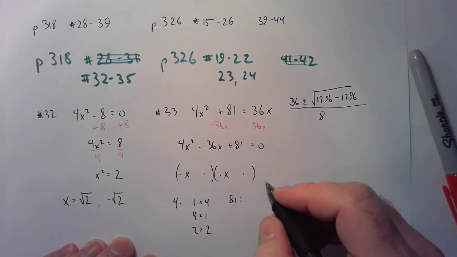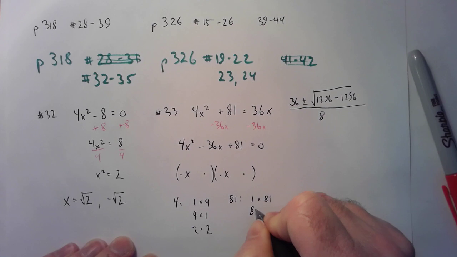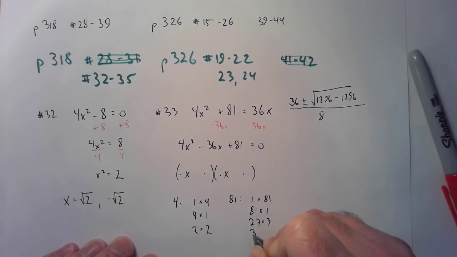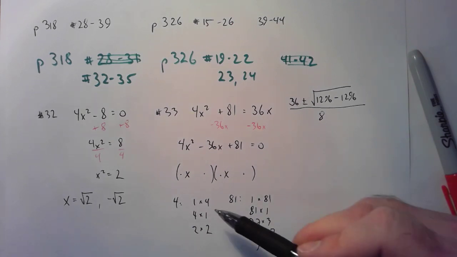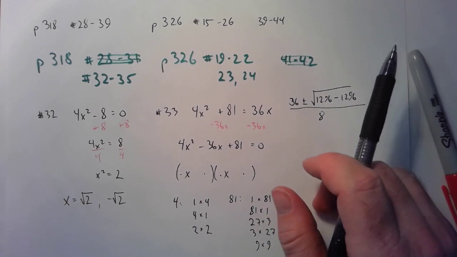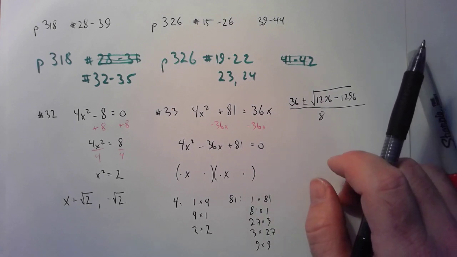In order to get 81, you can get 81 by doing 1 times 81, or 81 times 1. You can get it by doing 27 times 3, or 3 times 27. And you could also get it by doing 9 times 9. Unfortunately, that means 3 times 5. There's 15 possibilities. And to write them all out would be kind of annoying.